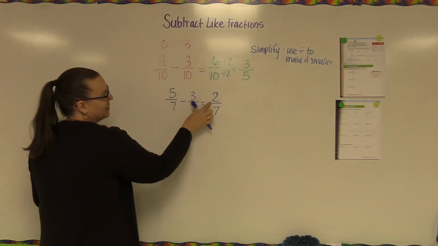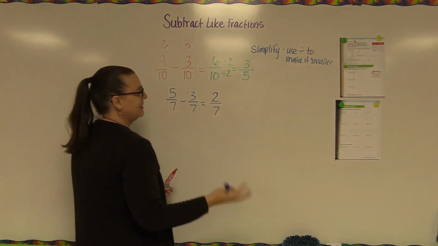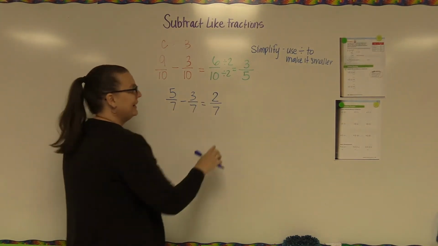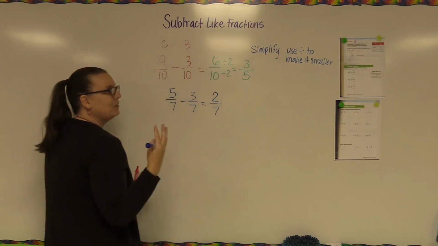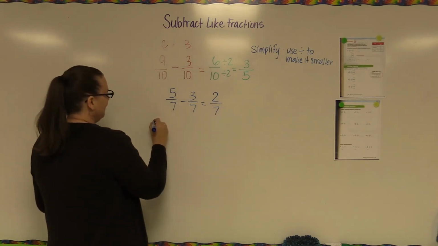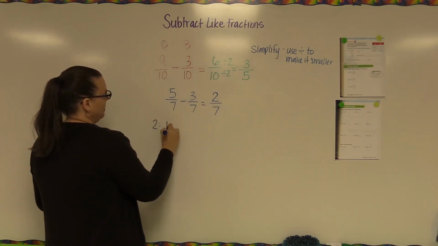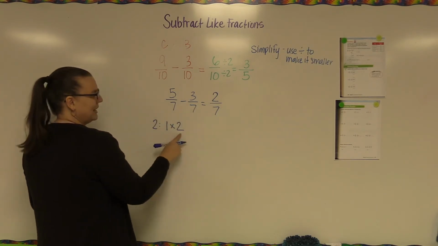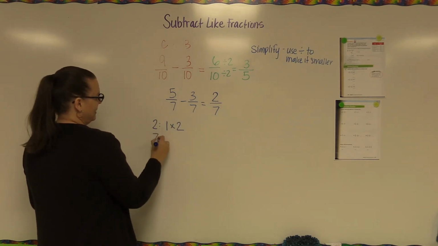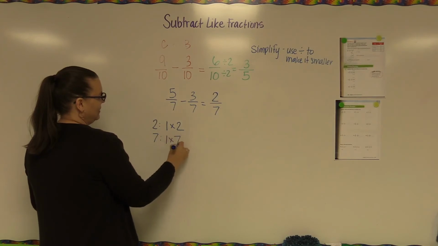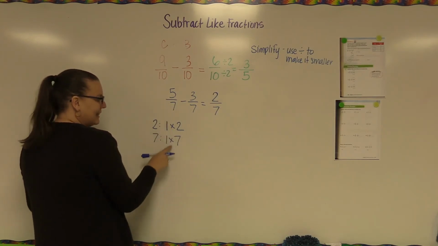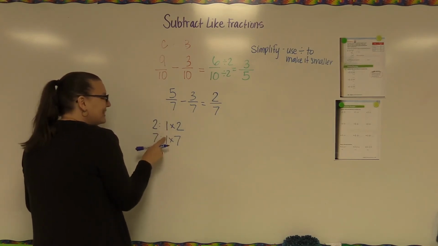Are there any factors that these two numbers share so that I could simplify? No, because 7 is a prime number. If you ever need to practice, you can always list the factors like we did before. To make 2, the only way to do it is 1 times 2 because it's prime. Same thing with 7. The only way to make 7 is 1 times 7. The only thing that they have in common is this 1.